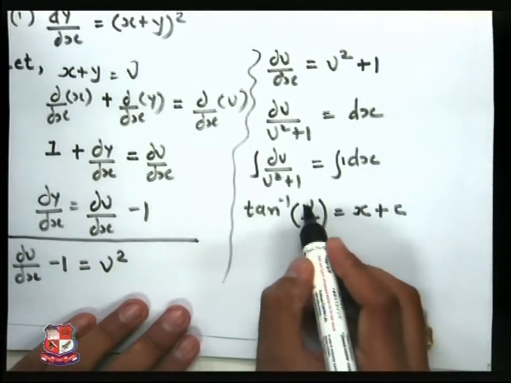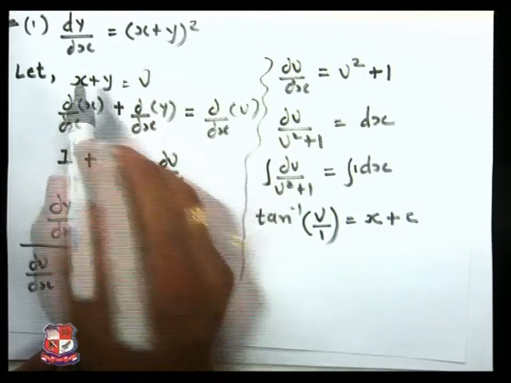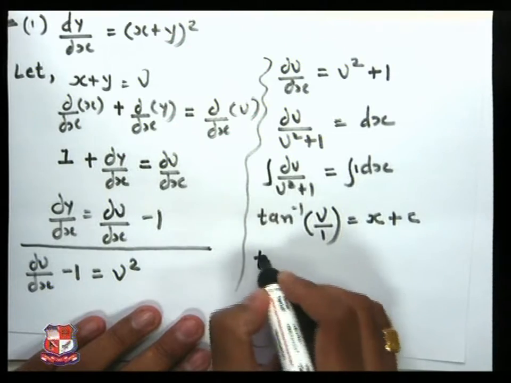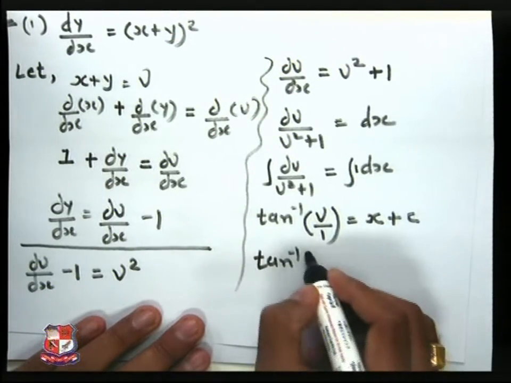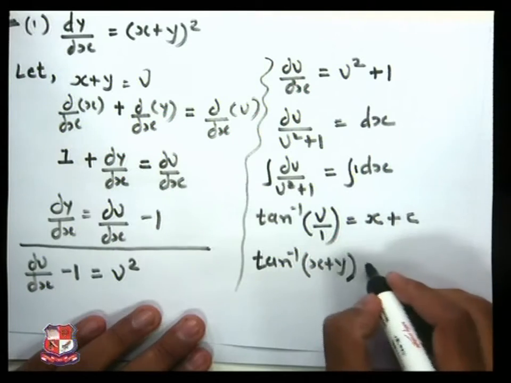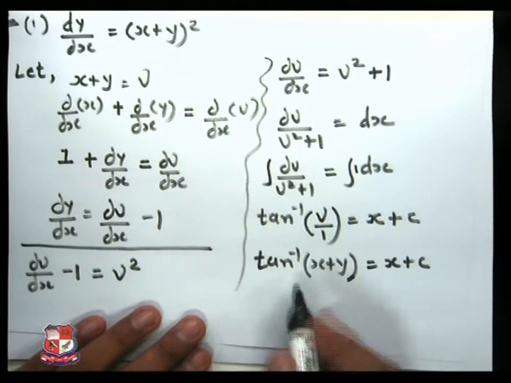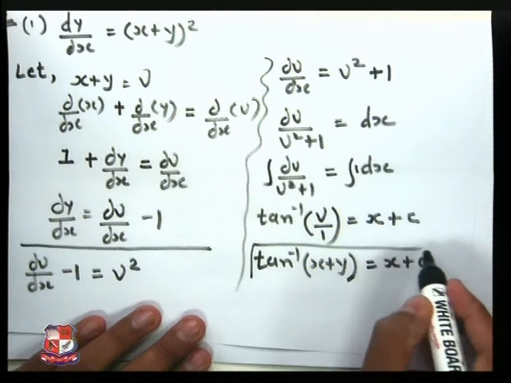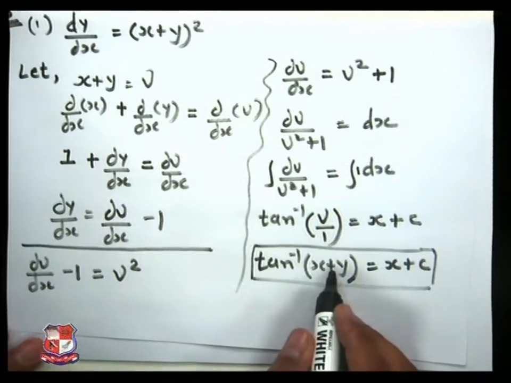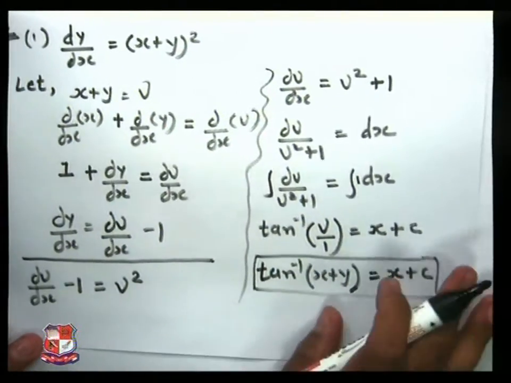Now v is replaced by x plus y, so we replace in our final equation with x plus y only. So the result becomes tan inverse of x plus y is equal to x plus c. So this is our final answer. We solved the differential equation. Our result becomes tan inverse of x plus y is equal to x plus c. Now we move to our next question.